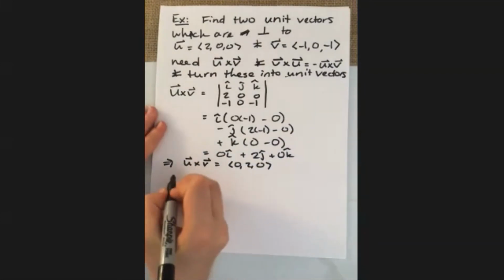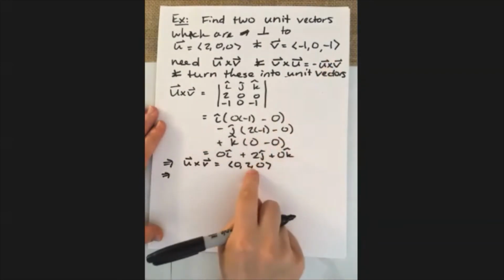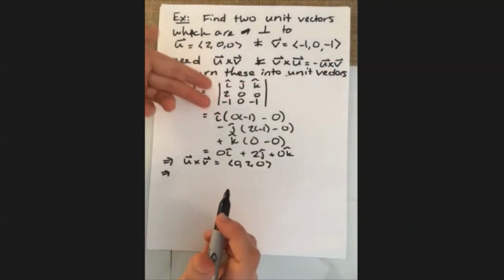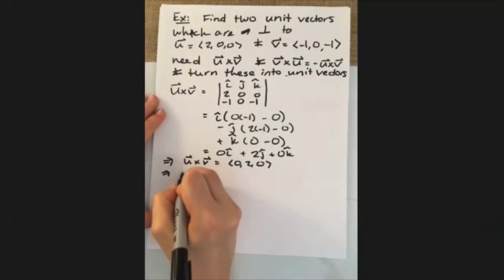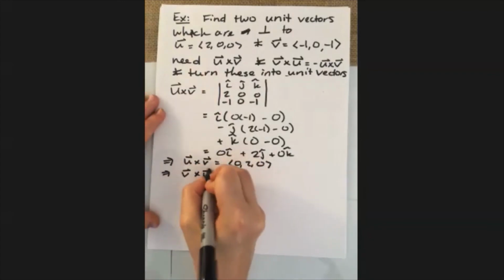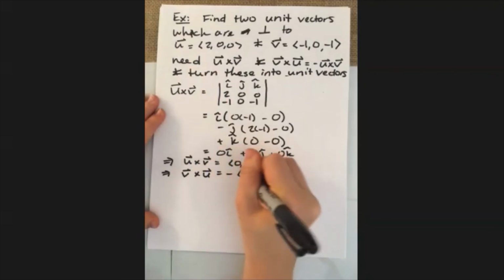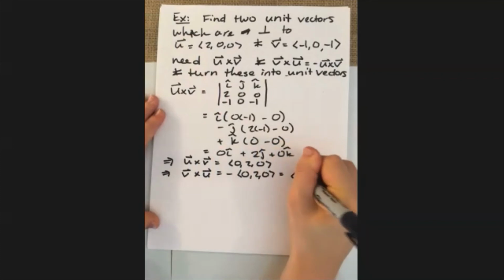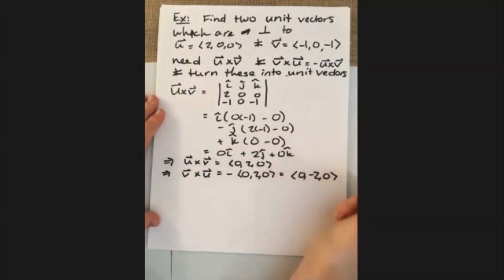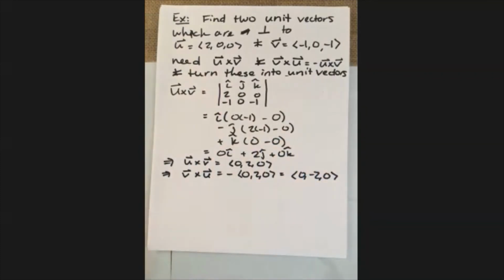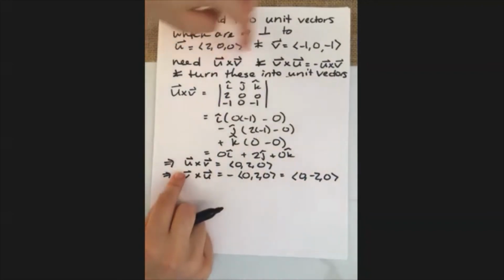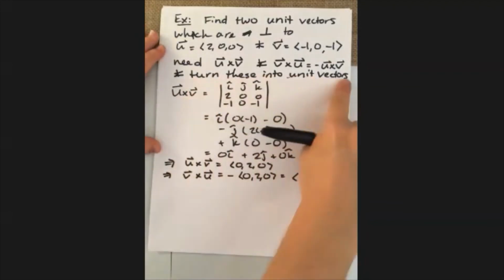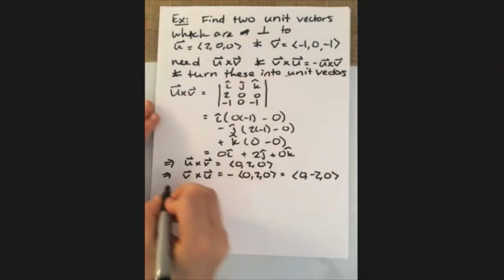Then to get our second one, all we have to do is take -1 times this. You do have the option of walking all the way back through this process, flipping u and v in that determinant, but it's way easier if you simply take v cross u is equal to negative u cross v, which is going to be that 0, 2, 0. So we're going to get 0, -2, 0 as being our other perpendicular vector. Okay, so that's step one right here. We've got our two perpendicular vectors. All we have to do to finish this example is to turn them into unit vectors.